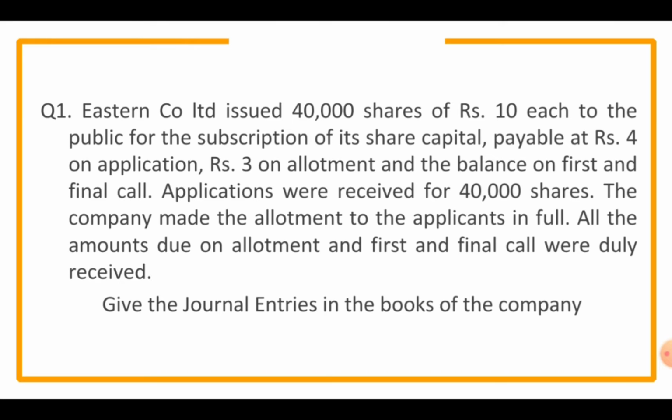Applications were received for 40,000 shares. The company made the allotment to the applicants in full. All the amounts due on allotment and first and final call were duly received. Give the journal entries in the books of the company. So before you solve the problem, always make sure you go through it once or twice just to understand exactly what has been asked and how to solve it. Okay, so let's start with solving problem number 1.